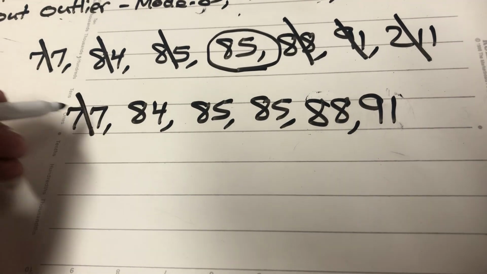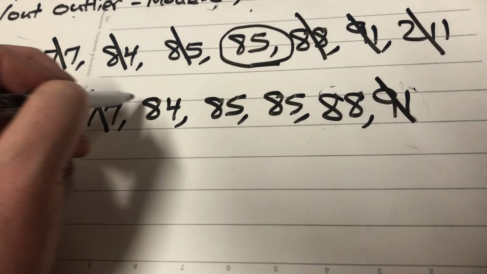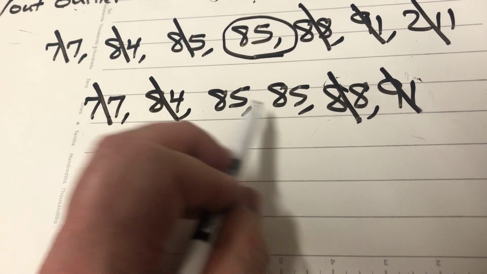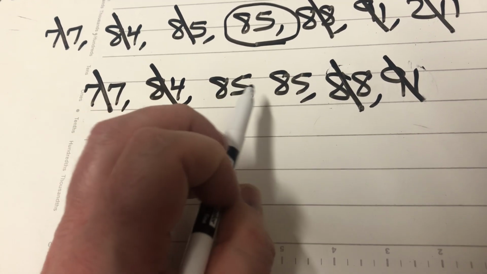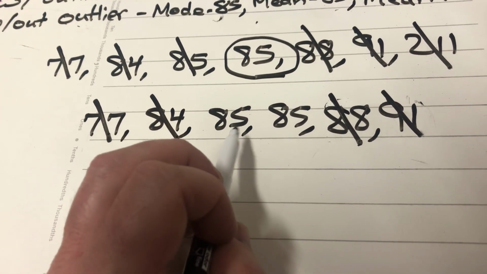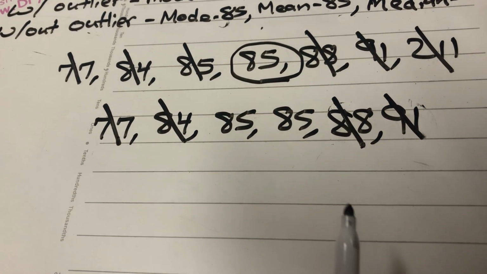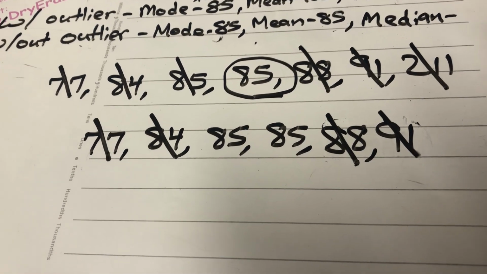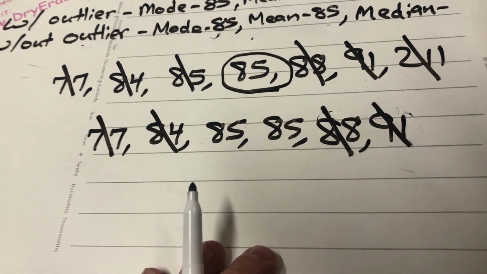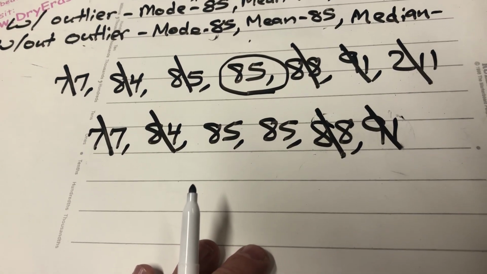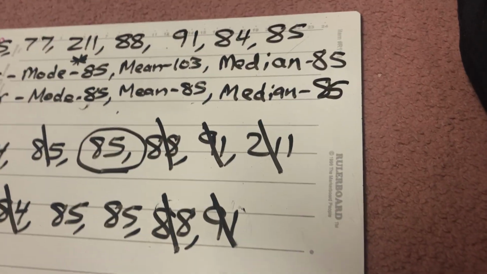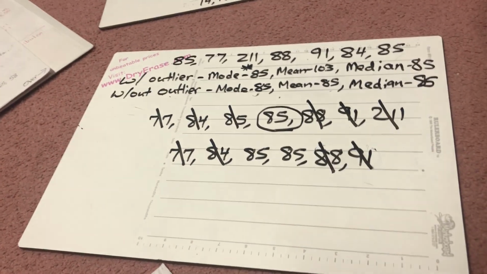Cross off the smallest number, cross off the biggest number. Second smallest number, second biggest number. I'm left with 2 middle numbers. Now remember, sometimes it's easy just to figure out what the middle number is. Sometimes you have to add the 2 numbers and divide them by 2, because really remember what you're doing is finding the mean of those 2 numbers. In this case, they're both the same number, so there's no thought that has to go into it. My median is clearly 85.